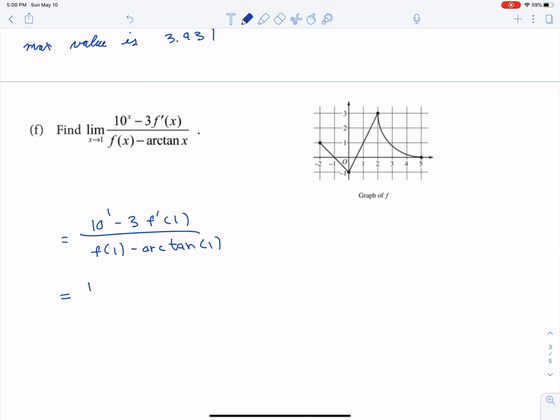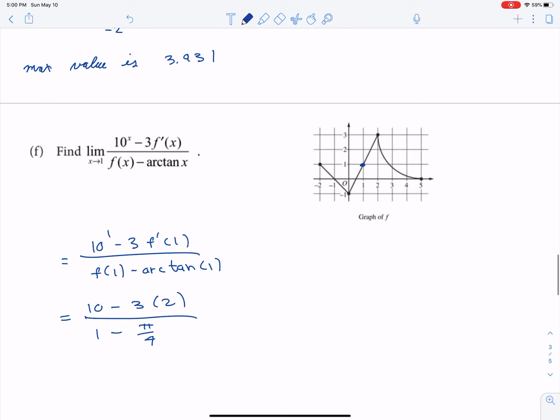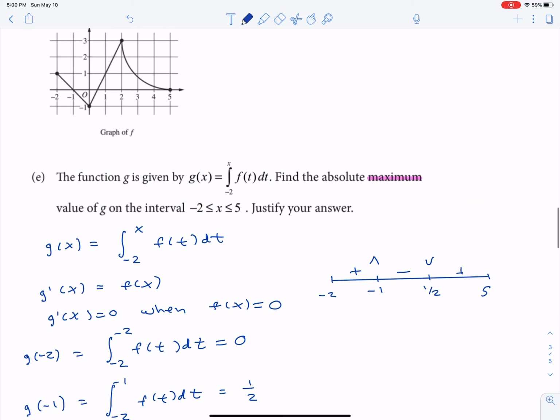So 10 to the 1 is 10, minus 3 f prime of 1, right? It's the slope of this line, which we already said was 2. So it's 10 minus 6, that's fine. F of 1, right, is actually the height of this function there, so that is 1, minus the arc tangent of 1. Arc tangent of 1 is pi over 4. And that looks like a number. So F is done. Let's move on to the last one.